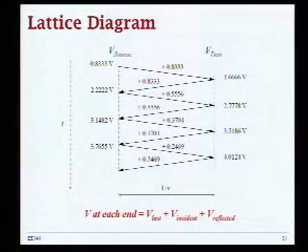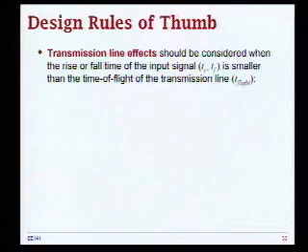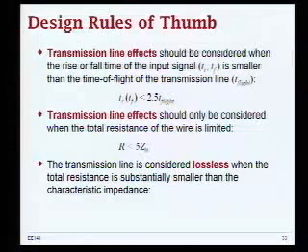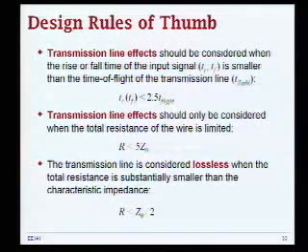We'll review this last time also. So here are some of the design rules of thumb. When do I need to include transmission line effects? When do I need to worry about it? Similar story goes as for the RC type of analysis. Transmission line effects should be considered when the rise and fall time of the input signal is smaller than the time of flight of the transmission line. That means the time of flight is something that dominates your delay calculation. And this is a simple rule that the rise and fall times should be smaller than about 2.5 times the time of flight, in which case you need to consider transmission line.